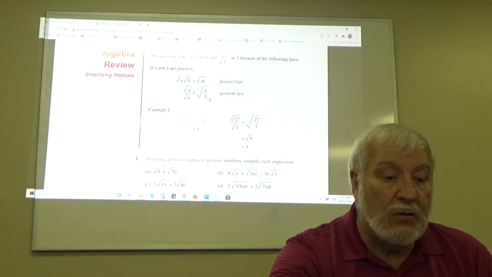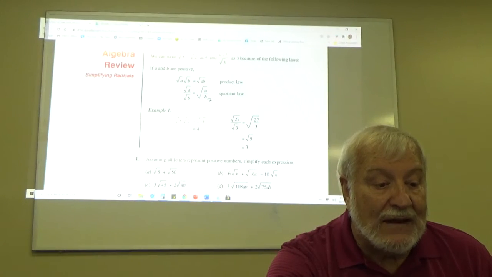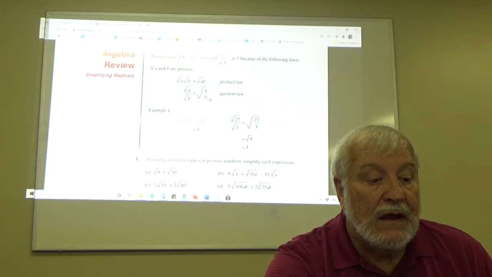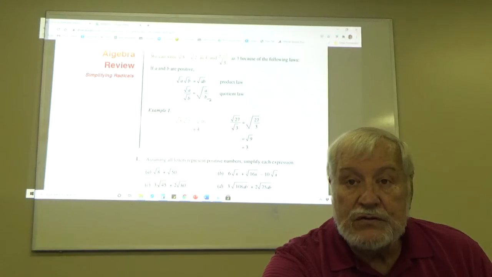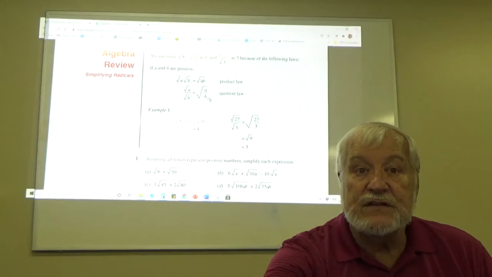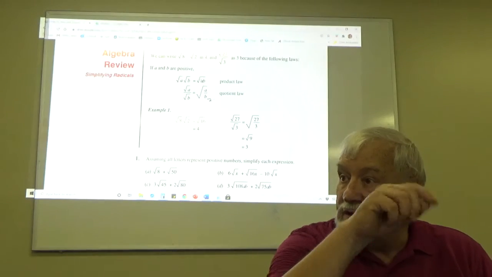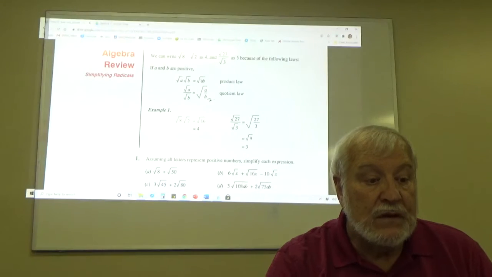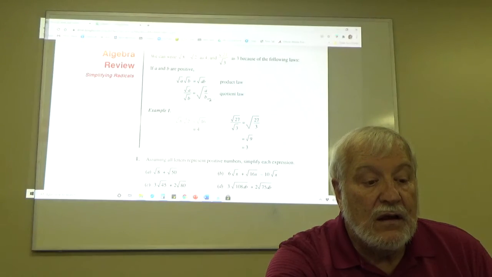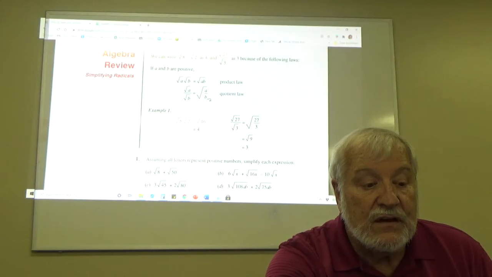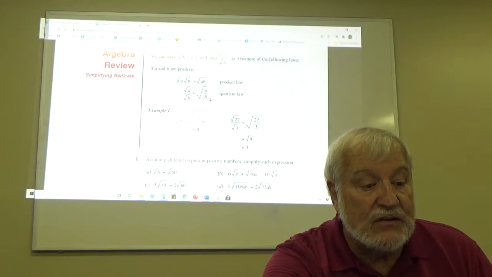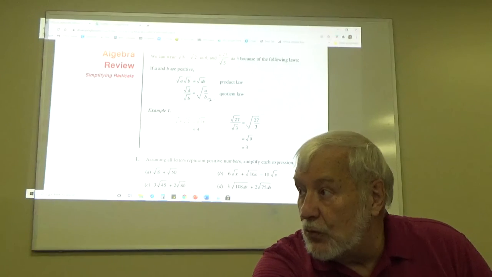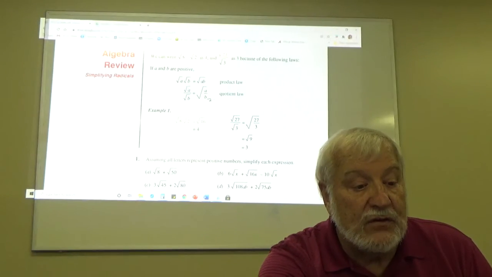Okay? So, the law is that the product of two square roots is the square root of the product. The quotient of two square roots is the square root of the quotient. So you can take the two that have the same root; it doesn't work if they're different roots.